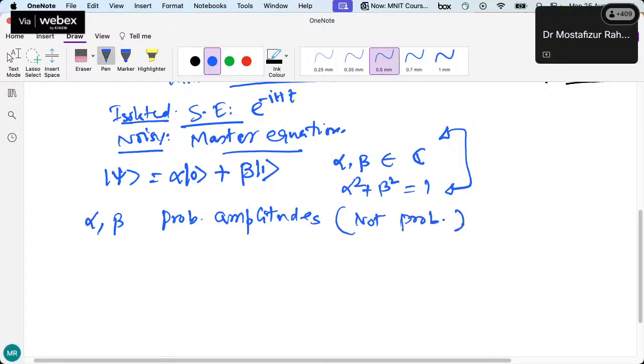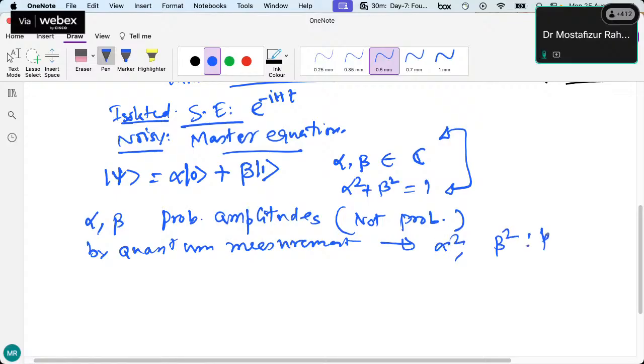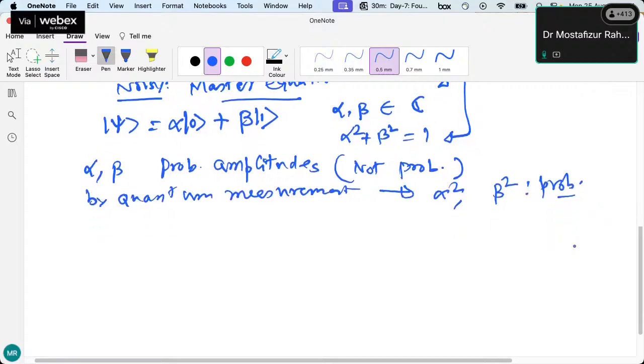Not probability. So they are not probabilities themselves, but they allow us to compute the probabilities through quantum measurement, right? By quantum measurement, we will see that these coefficients help us to compute alpha square and beta square, which are the probability quantities. And I'll come slowly towards that point.